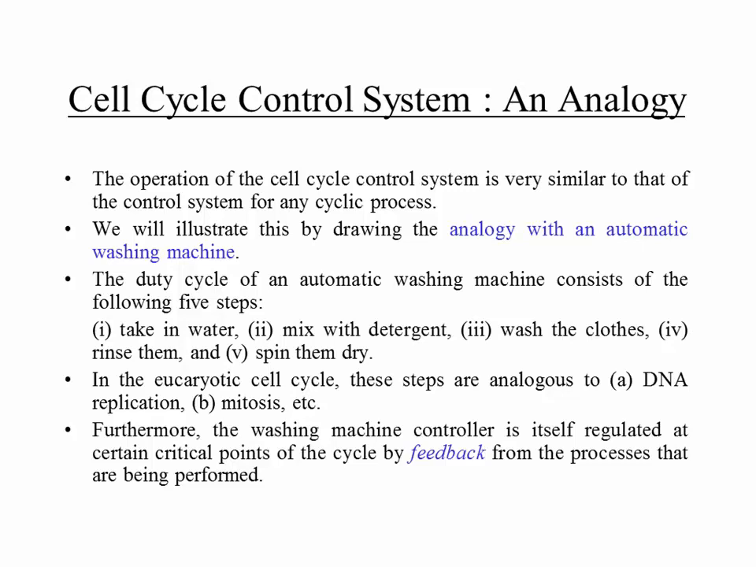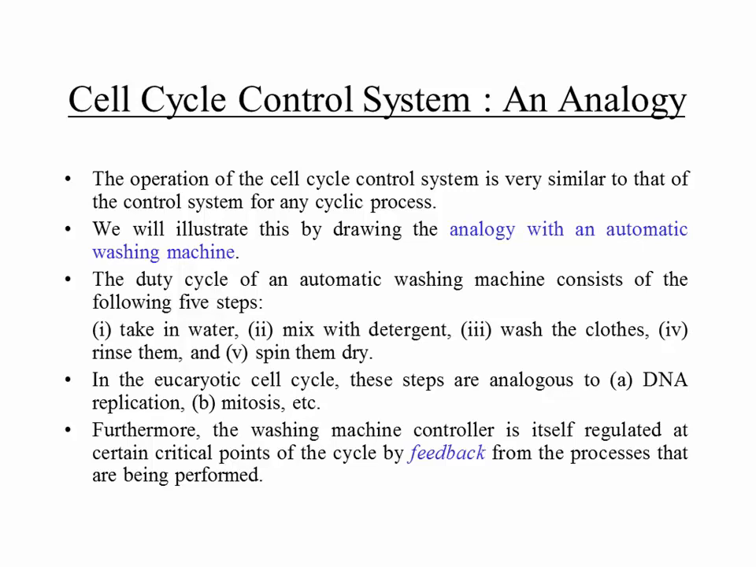So the operation of the cell cycle control system is very similar to that of the control system for any cyclic process. We will illustrate this by drawing the analogy with an automatic washing machine. The duty cycle of an automatic washing machine consists of the following five steps. Number one, take in water. Number two, mix with detergent. Number three, wash the clothes. Number four, rinse them. Number five, spin them dry. In the eukaryotic cell cycle, these steps are analogous to DNA replication, mitosis, and so on. So things have to take place in a particular order.